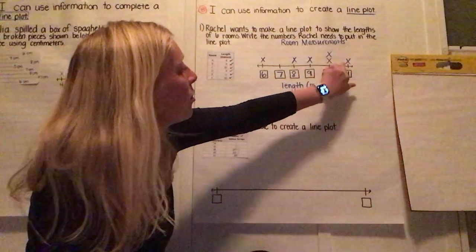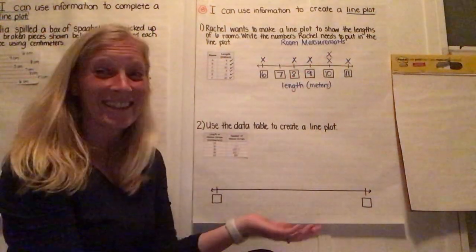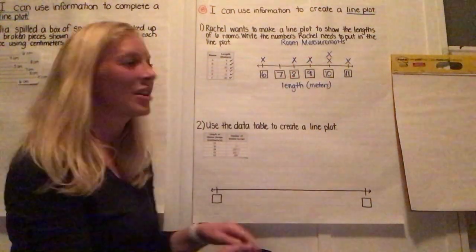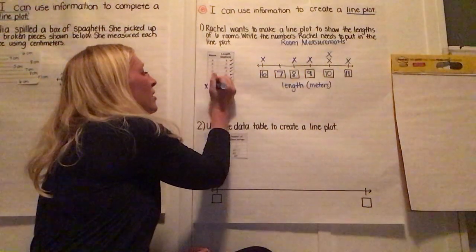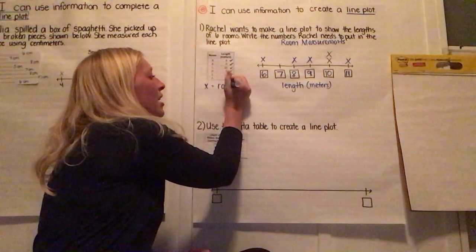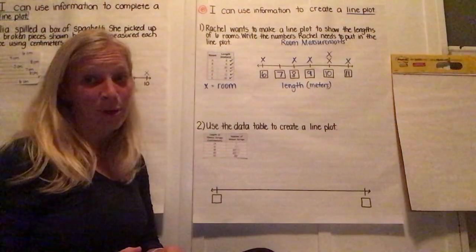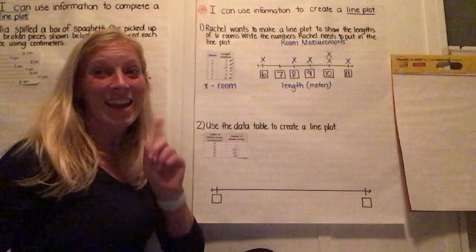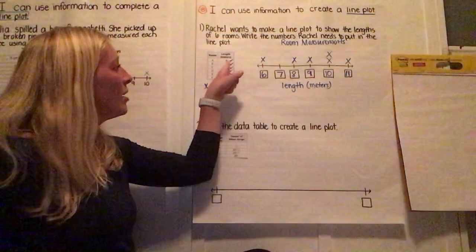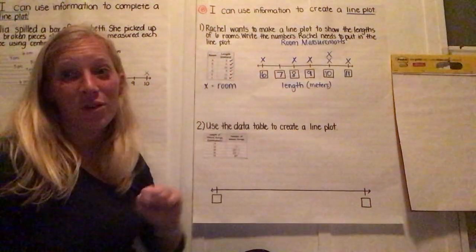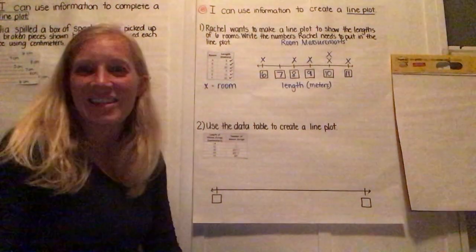1, 2, 3, 4, 5, 6. 6 X's, 6 rooms. Each of those X's equals a room, represents a room, okay? There's that connection, right? The number here, the room, is going to go over here, okay? All right, let's take a look at the next one.